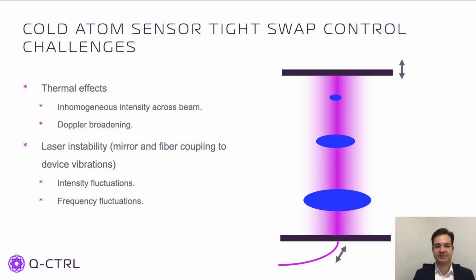noise, which comes in the form of laser instability. For example, this could be jitter in fiber coupling, which is often present in deployed sensors, for example, mounted on a vehicle. And then we have frequency fluctuations due to mirror vibrations as well. So we'll focus on these two noise channels.